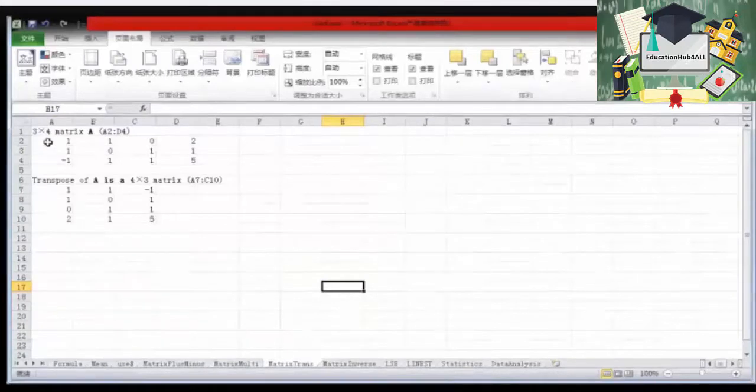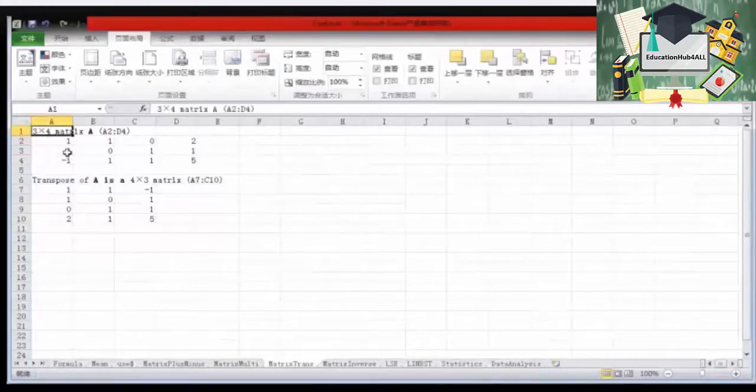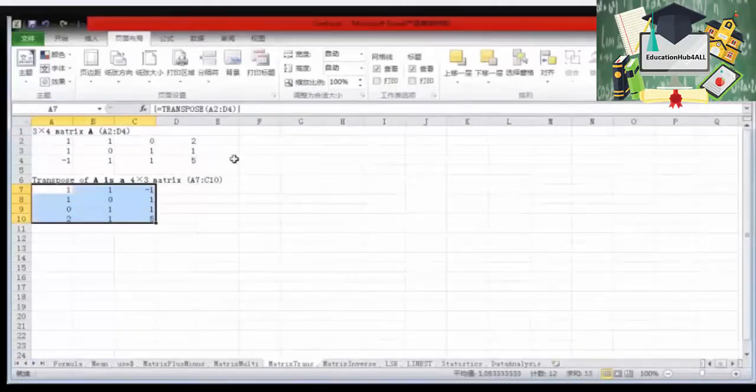Transpose. What is the transpose? Transpose is just the rows become columns, and the columns become rows. So the 3 by 4 will become a 4 by 3. So the function you use is called TRANSPOSE.